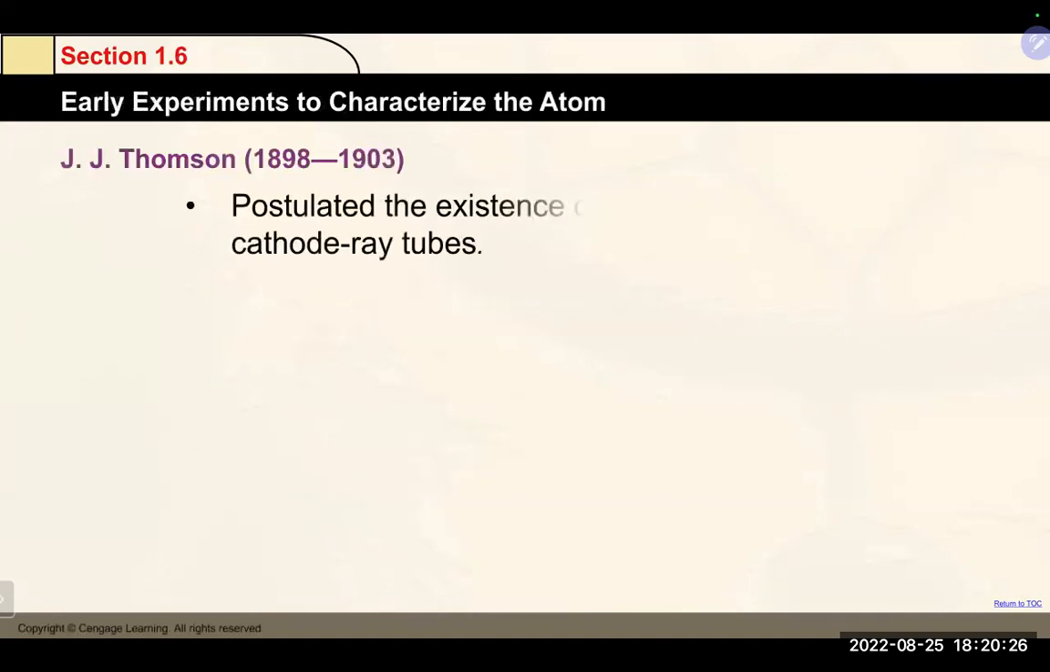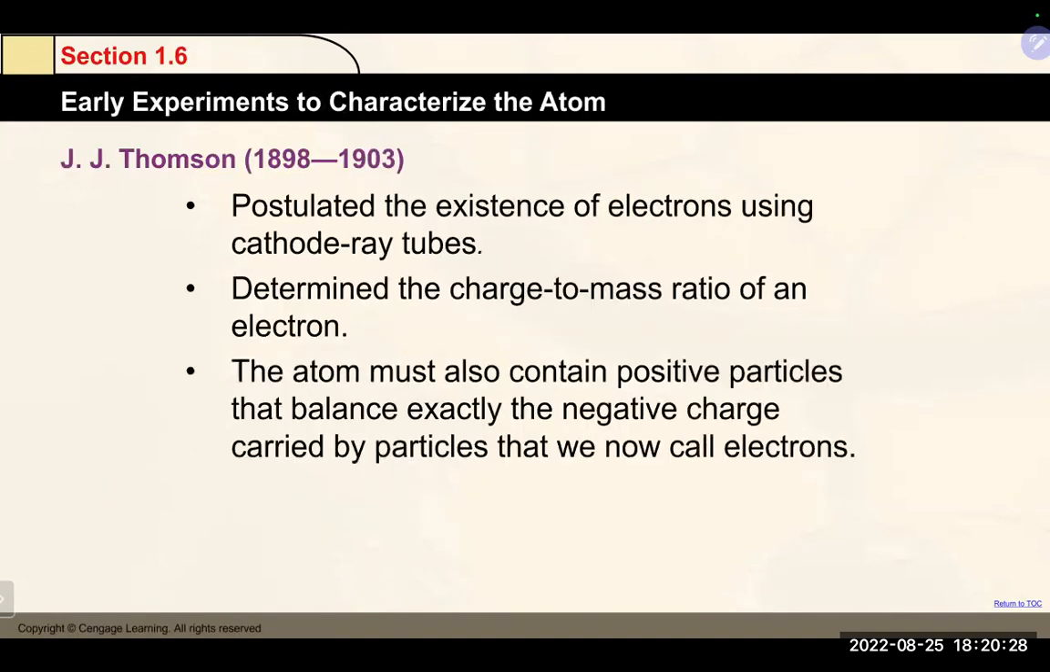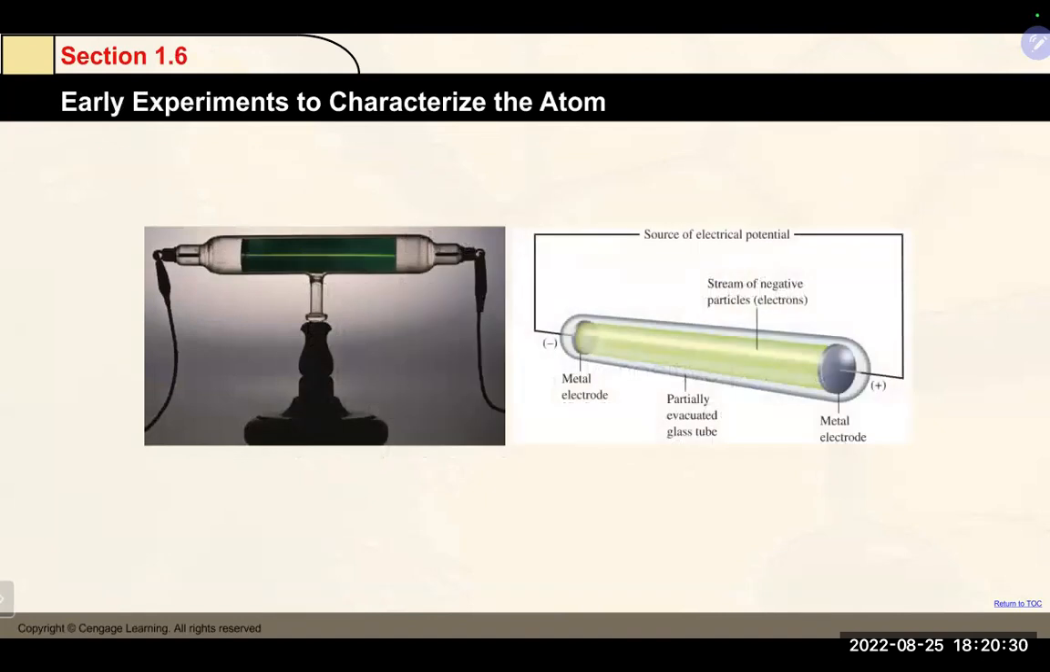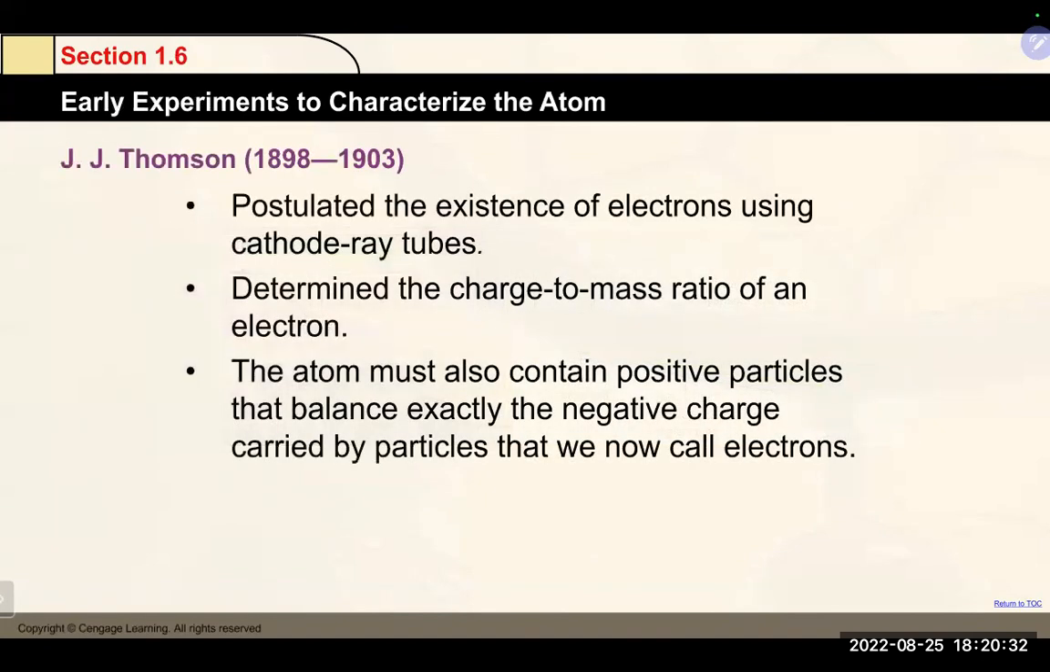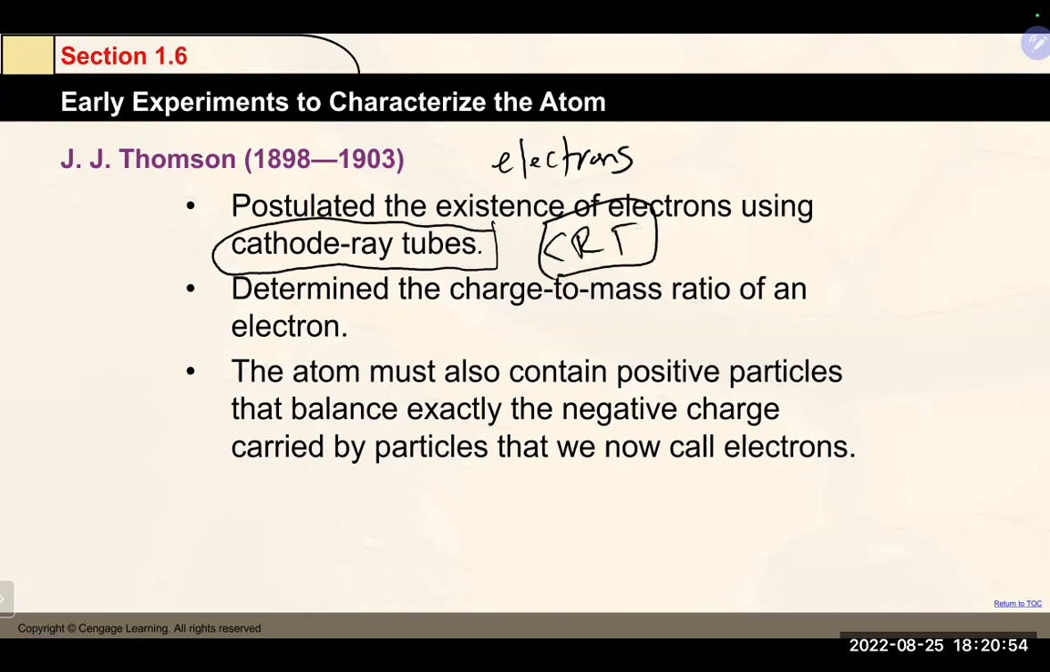So really the first major set of experiments that led us to a better understanding of the electron were the experiments done by J.J. Thomson. J.J. Thomson did a lot of work with what is referred to as a cathode ray tube, or CRT. That's for cathode ray tube.